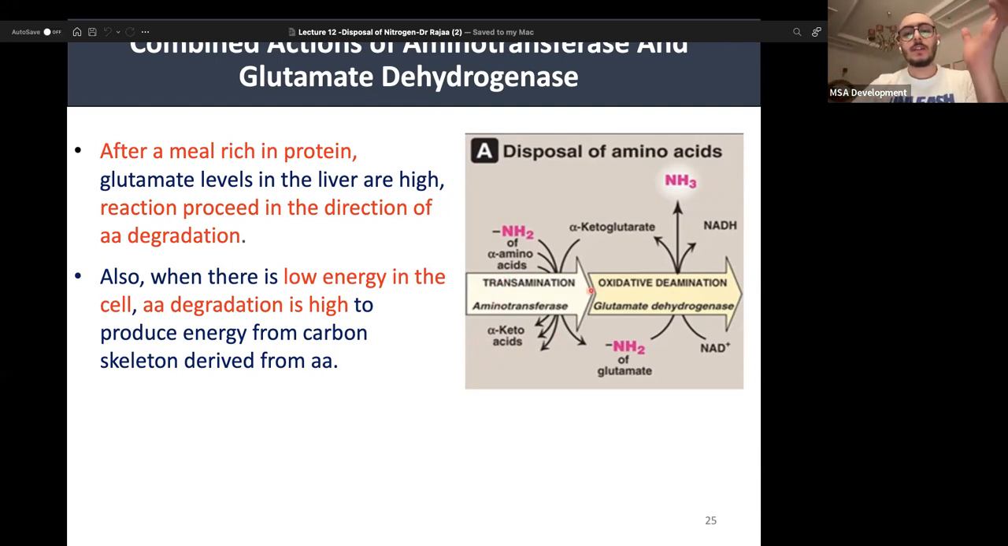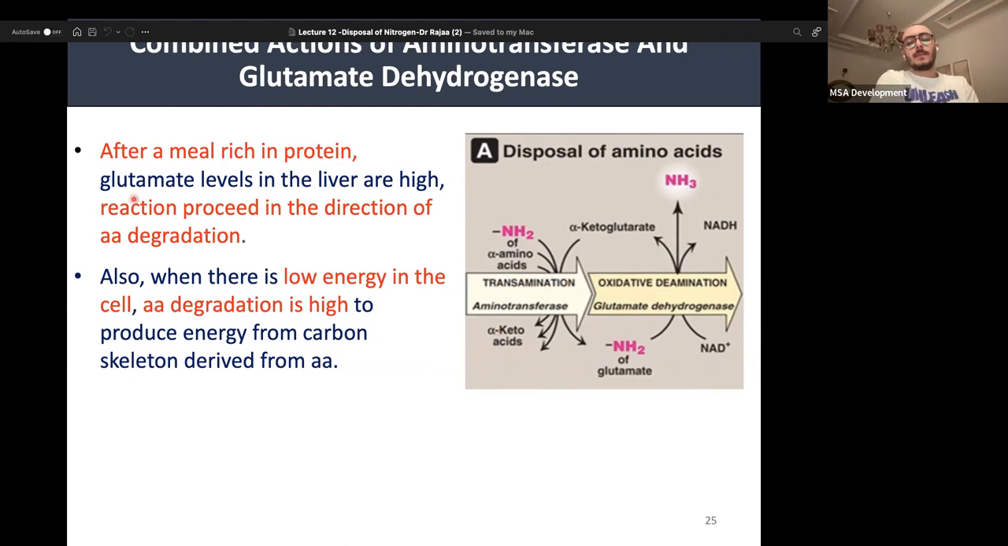For the last time, transamination is catalyzed by amino transferases, which are ALT and AST. The cofactor required for any amino transferase will be vitamin B6 or pyridoxal phosphate, abbreviated PLP. Oxidative deamination is catalyzed by glutamate dehydrogenase. Its cofactor will be NAD or NADP.